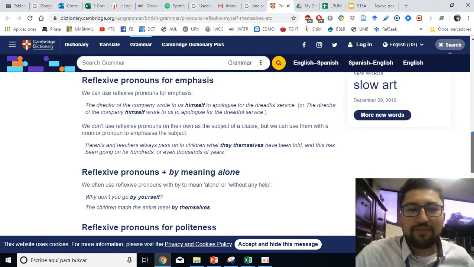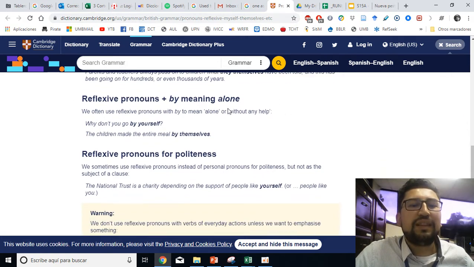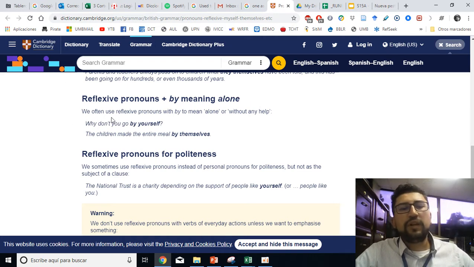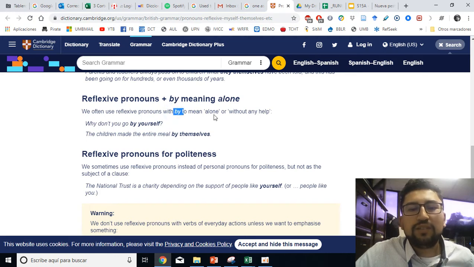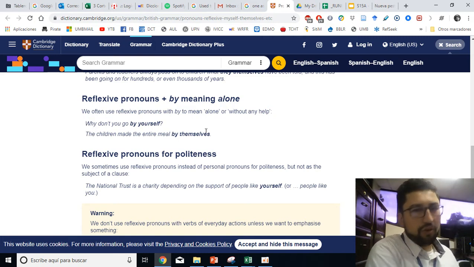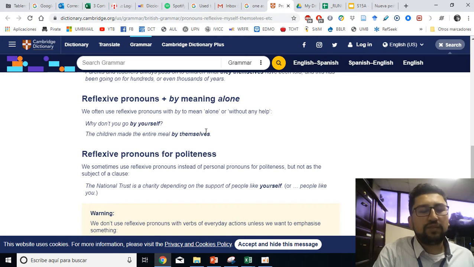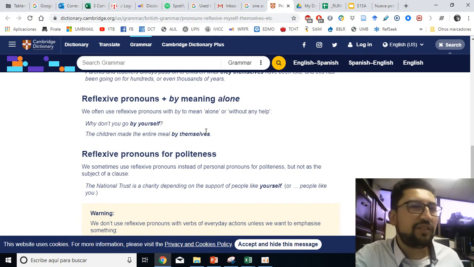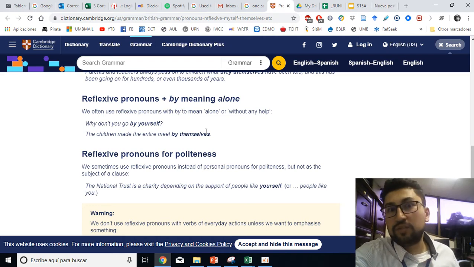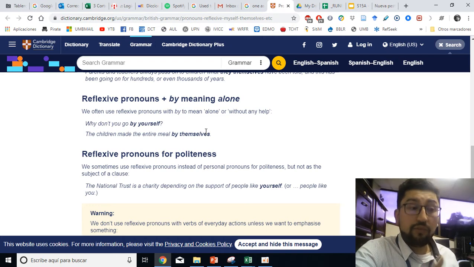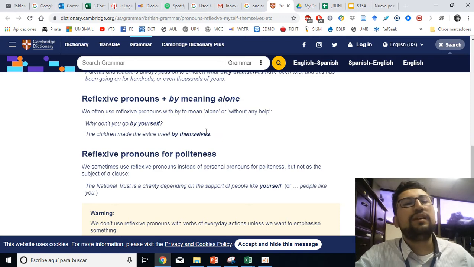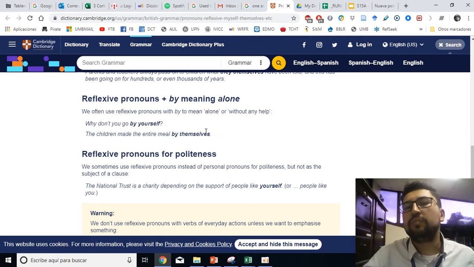Also, we have the reflexive pronouns with by, right? So for example, it says we often use reflexive pronouns with by to mean alone or without any help, right? Why don't you go by yourself? It means you should go by yourself, right? The children made the entire meal by themselves. Normally, you think that children can't cook, but you get surprised because you say, "Oh, you did it by yourself? Wow, that's great." So it's something that adds a value to what you think is not possible.